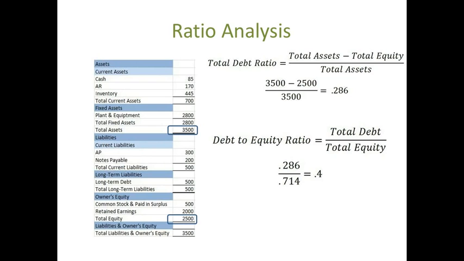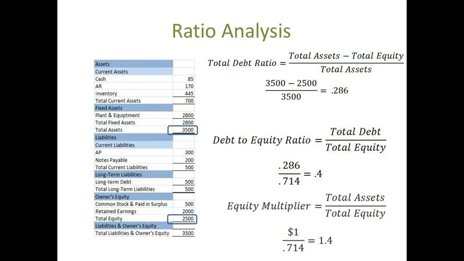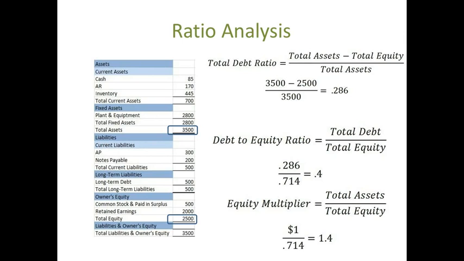There's also a ratio called the equity multiplier, and it equals total assets over total equity. In our example, we have 71.4 cents in total equity for every dollar in assets. Therefore, the equity multiplier would be 1 over 0.714, equaling 1.4. Notice that the equity multiplier is 1 plus the debt to equity ratio.